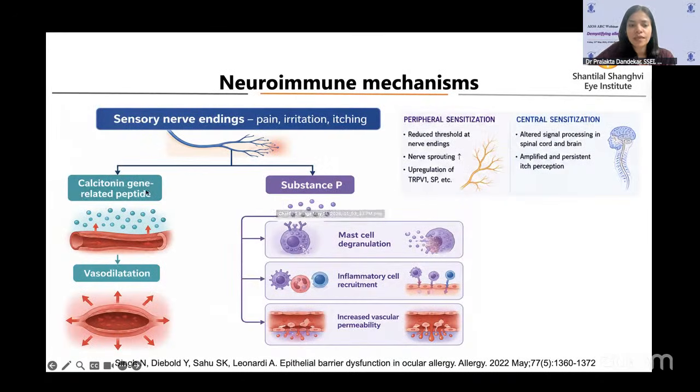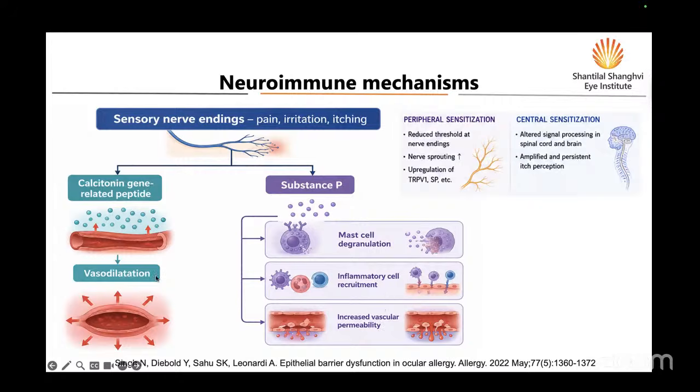Yeah, so the substance P and calcitonin gene-related peptide, which is responsible for mast cell degranulation, inflammatory cell recruitment, increased vascular permeability, and vasodilation.